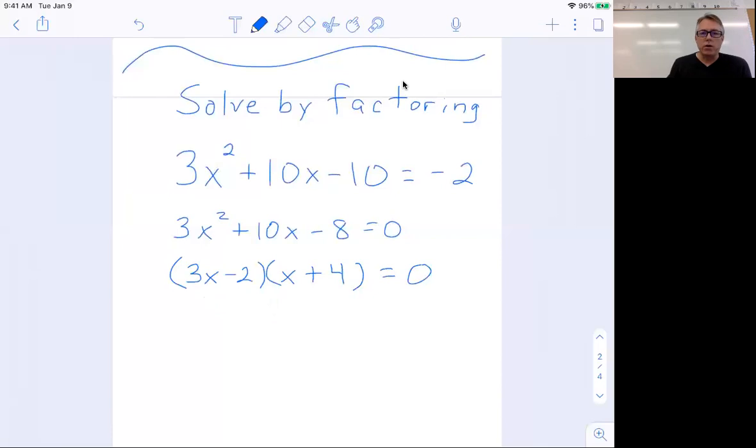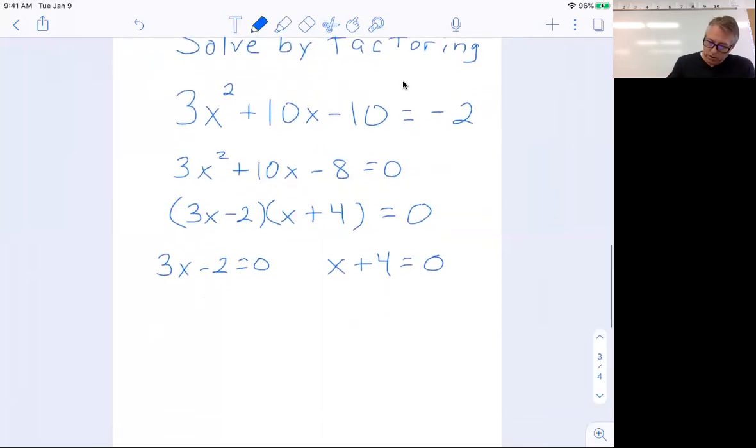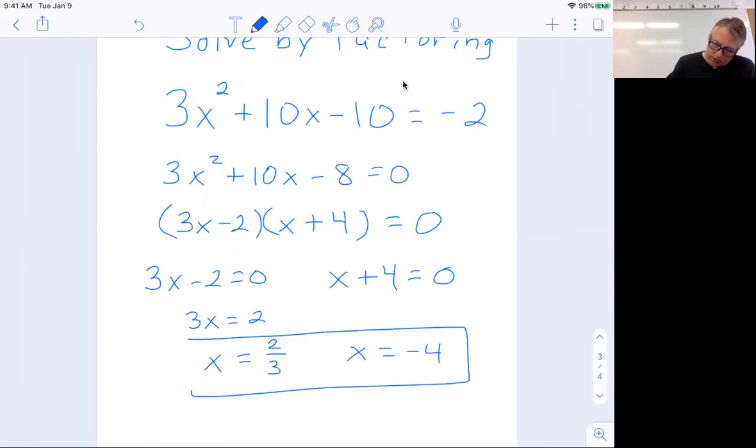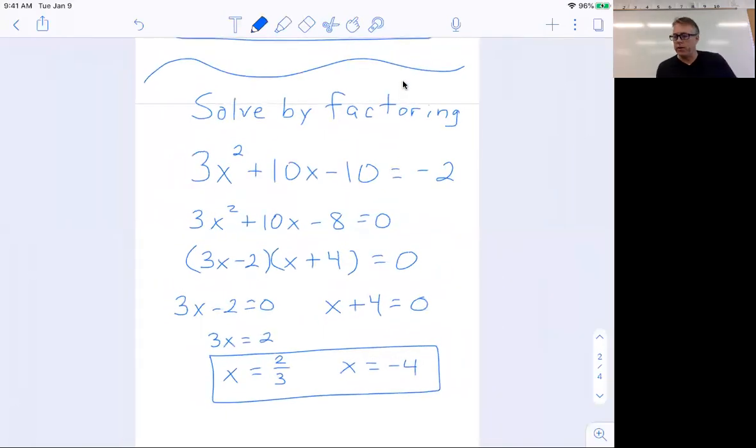Because now I can use the zero product property where I set this equal to 0 and solve it, and set this equal to 0 and solve it. So I do 3x minus 2 equals 0, and x plus 4 equals 0. I'm going to get my 2 answers. So I'll add the 2 over. So 3x is equal to 2, and x is equal to 2/3. And over here, x is equal to -4. Those are my 2 answers. So I solved it by factoring.